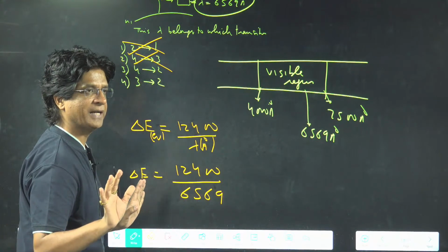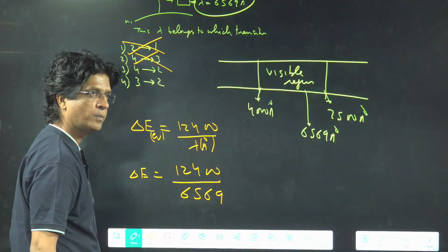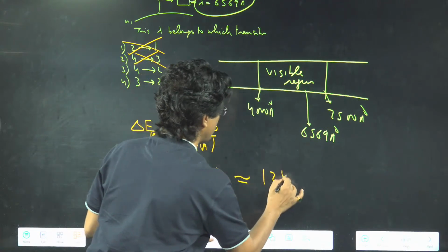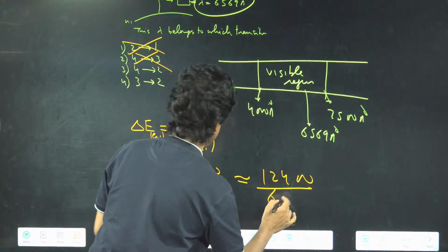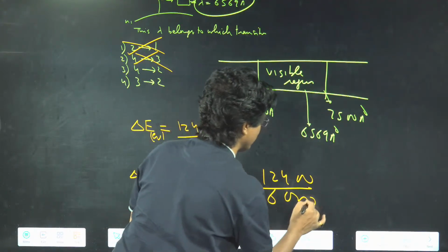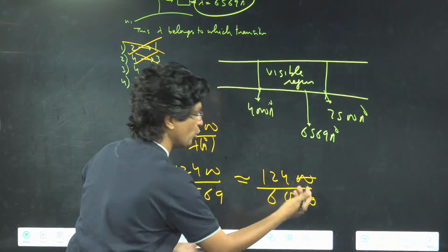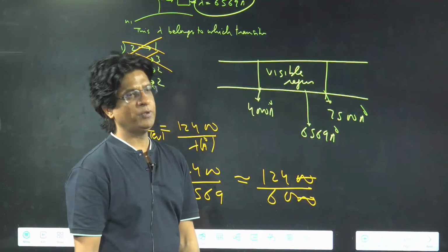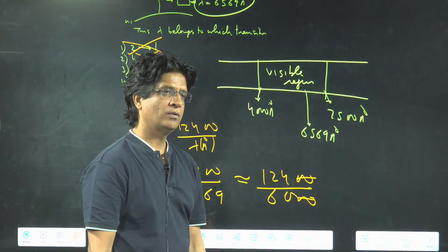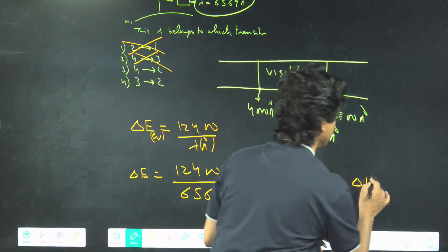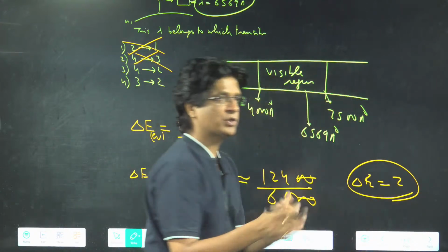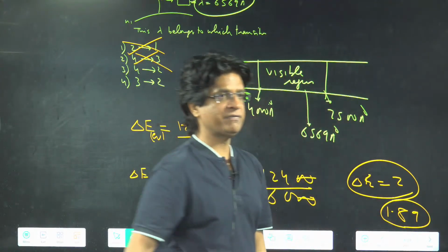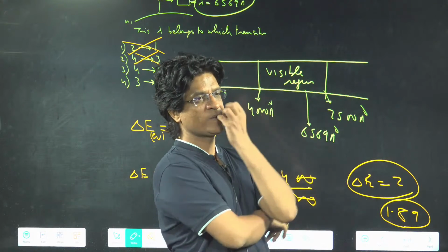So delta E will be 12400 upon 6569. Yes or no? If I say approximately, it is 12400 upon 6000, this will be almost 2.1 approximately. Yes or no? So the delta E, which is approximately 2, is where in the hydrogen spectrum? The nearest value is 1.89. Yes or no?